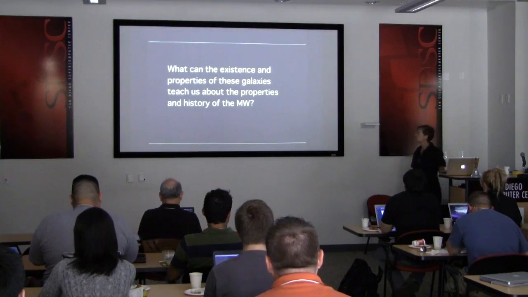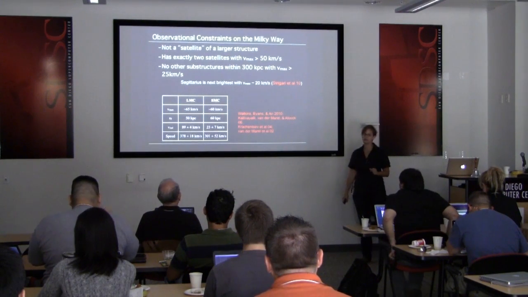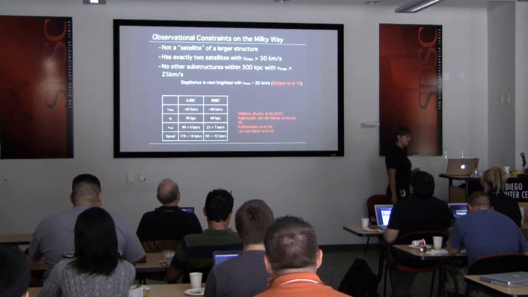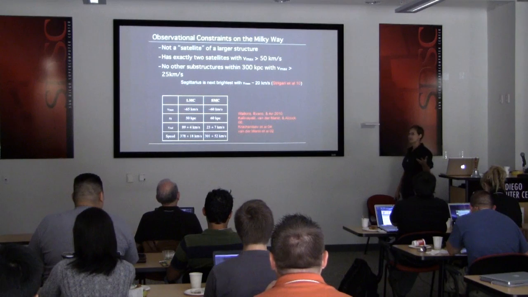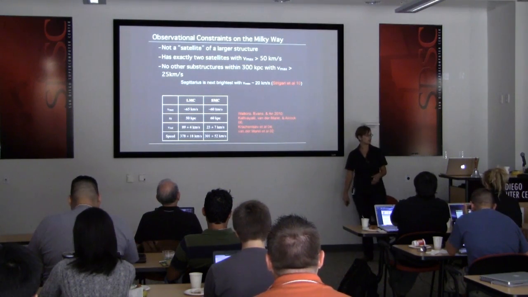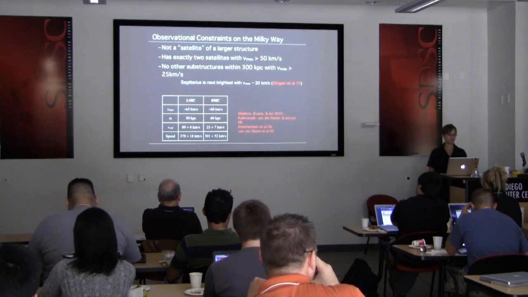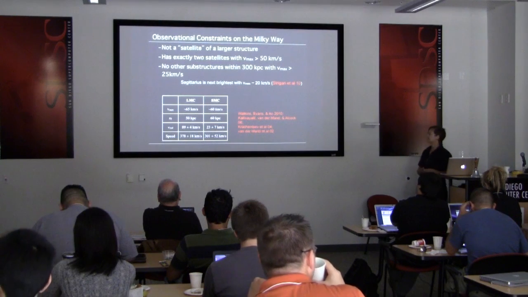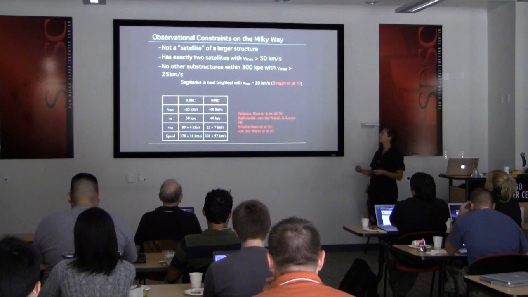So Joel told you already on Monday about some of this work that we did comparing the likelihood of having two such satellites in both data and models. It's not super likely, but it happens about 5% of the time that you have such satellites. Okay, but what can the properties of those satellites actually teach you about the Milky Way?